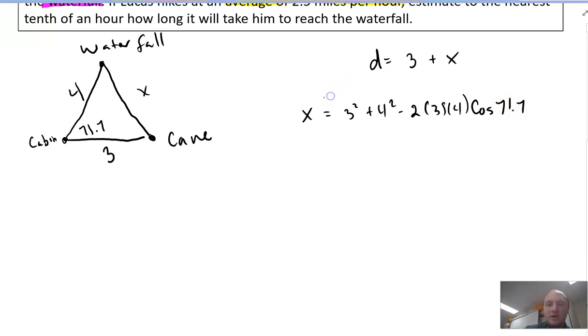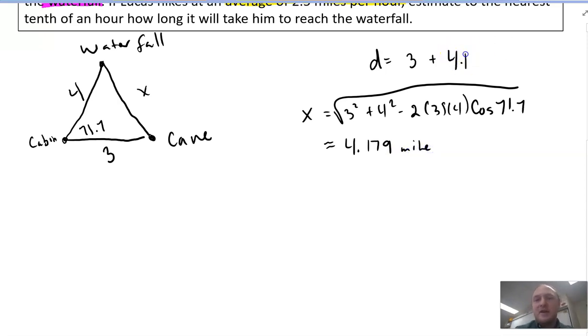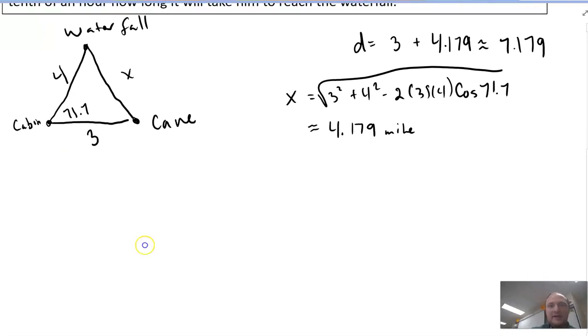And I hope you figured out a quick trick. I can just take the square root of both sides, and there is my law of cosines, okay? And this gives us approximately 4.179 miles, okay? So his total distance, right, is approximately 7.179 miles, okay?